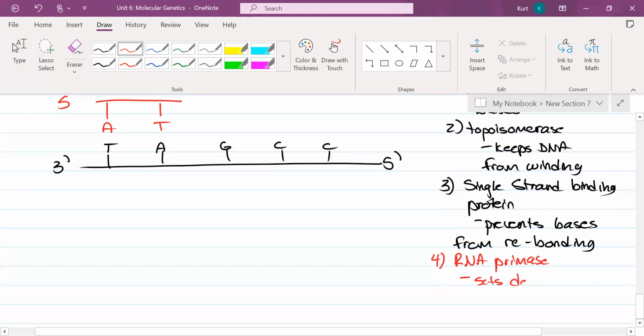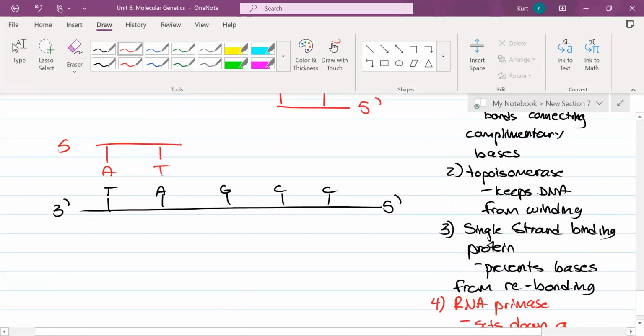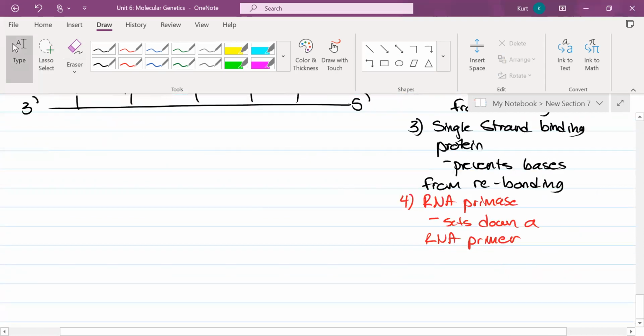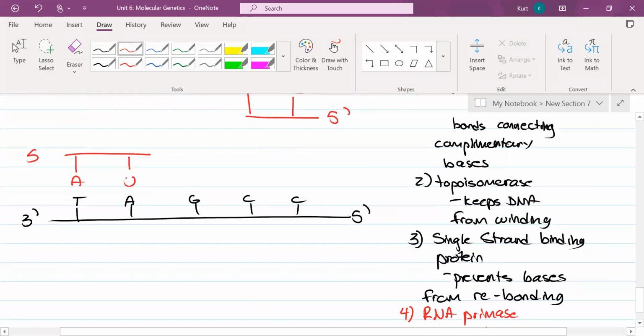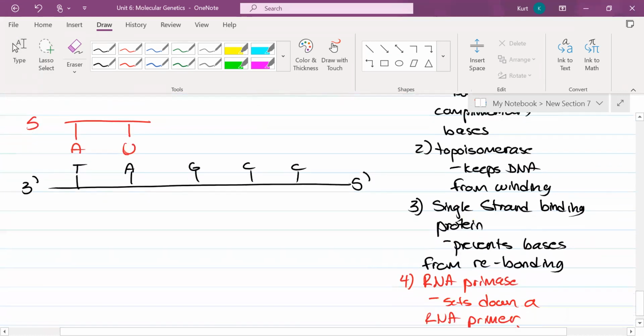So RNA primase sets down a RNA primer. And I made a little mistake I just realized. I want to clarify that mistake with you. This is RNA primase. So would that be a T? No, that would be a U. This is temporary. That U will get switched out. So let me make that abundantly clear. That uracil, which is technically RNA, is temporary. We're going to take it out.